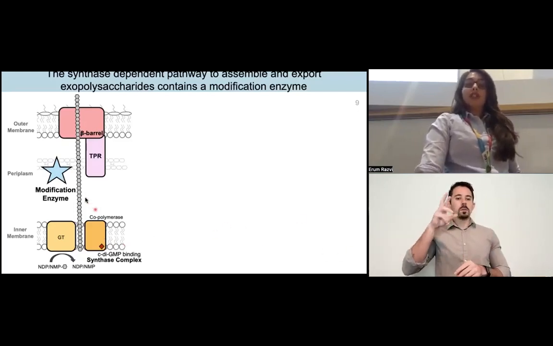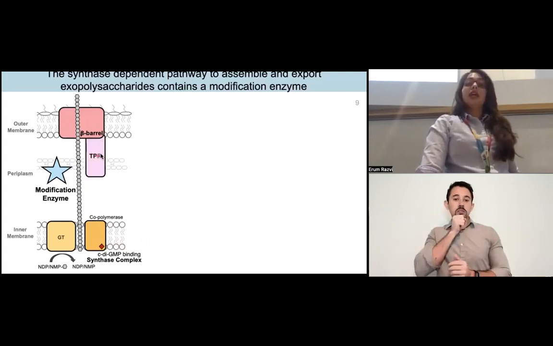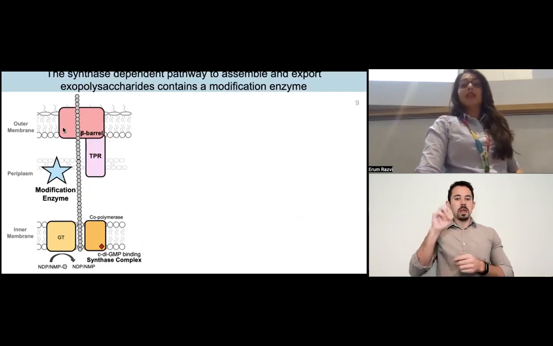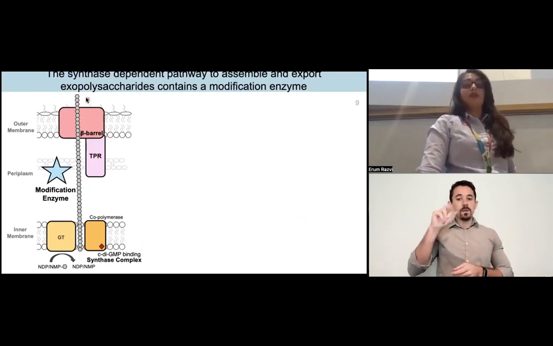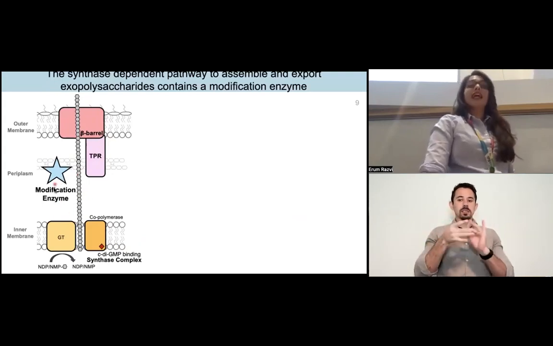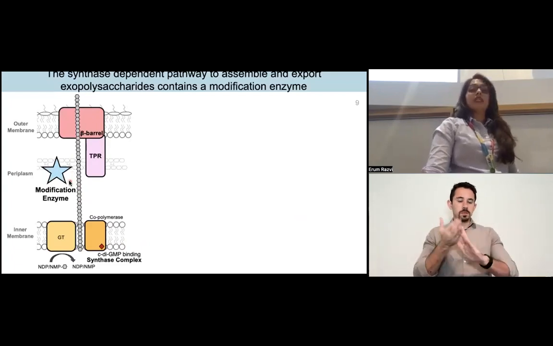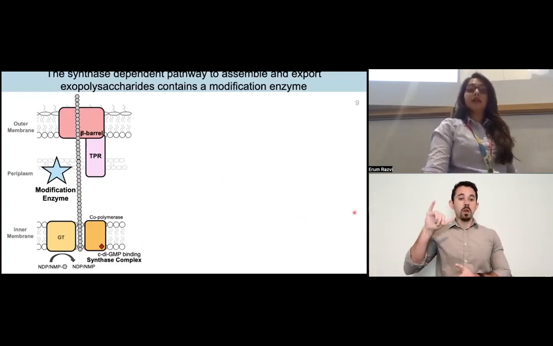Transport of the exopolysaccharide across the periplasm is guided by export machinery and exported through a beta-barrel porin into the extracellular milieu. In the periplasm, modifying carbohydrate active enzymes can be found, which alter the physicochemical properties of the exopolysaccharide.